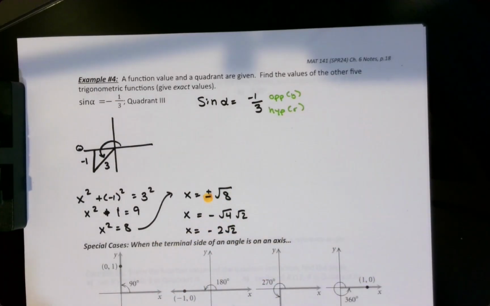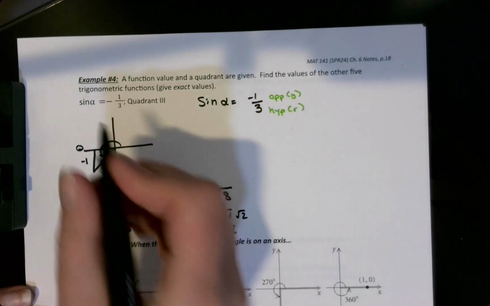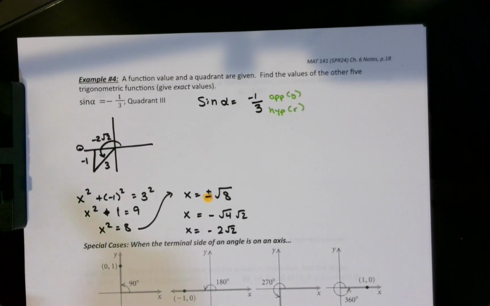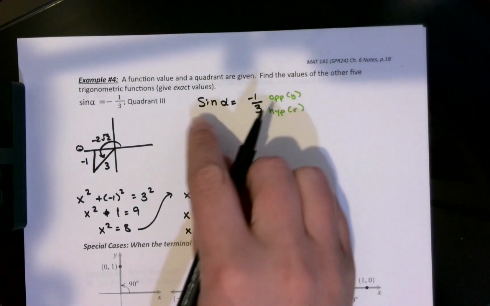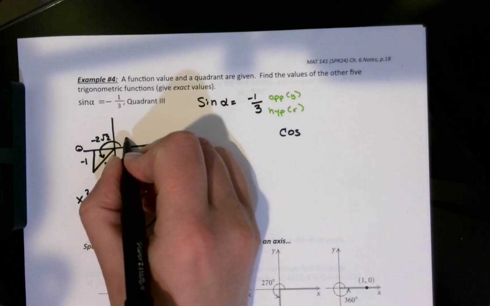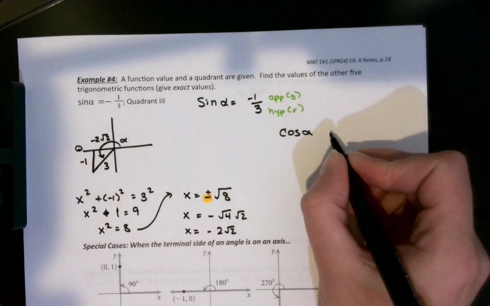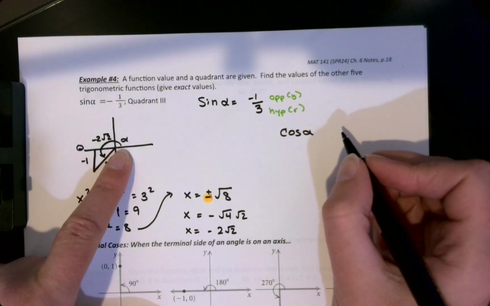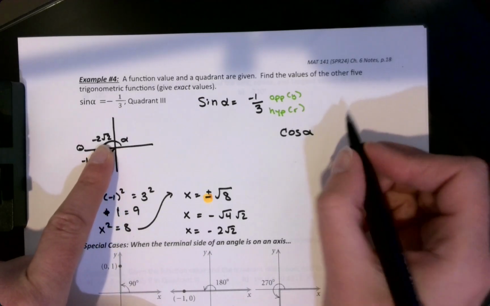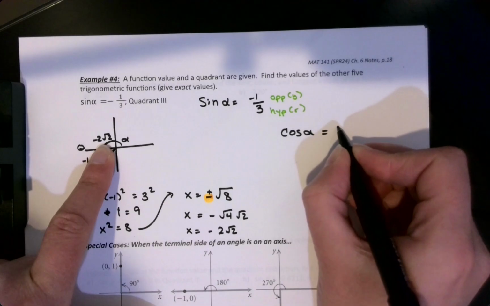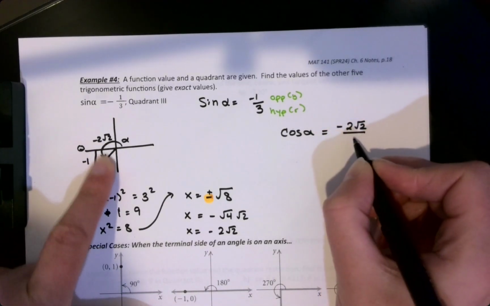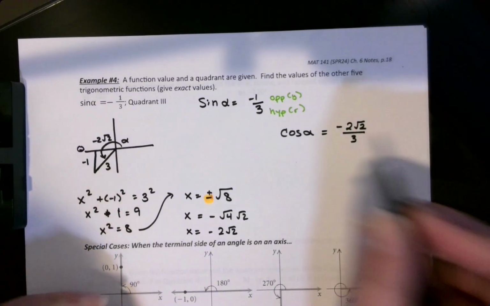We do want our radicals to be reduced. So the x-coordinate is negative 2 square root of 2. Okay, so we know the sine value. We need the cosine value. This is my angle alpha. So the cosine of alpha will be the angle that is adjacent. That's going to be the negative 2 square root of 2. That's the x-coordinate, over the hypotenuse, which is 3.